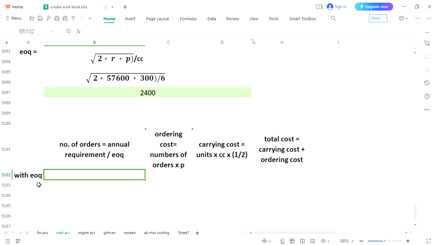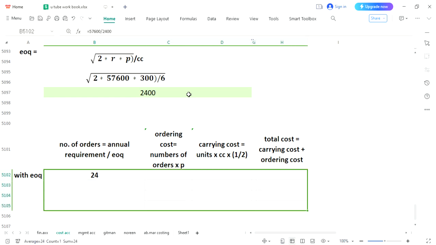Our annual requirement, you look at here, small r was the annual requirement, and we are saving our time. 57,600 is your annual requirement. In this formula we need it, so 57,600 you will write, and then economic order quantity you have already calculated, that is 2400. So number of orders is 24, and with this you can calculate your total cost as well.